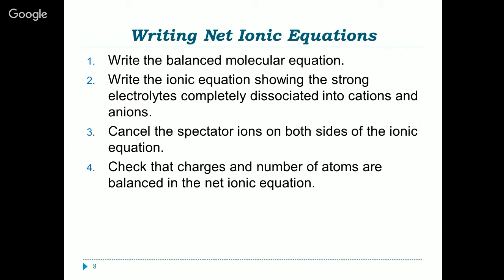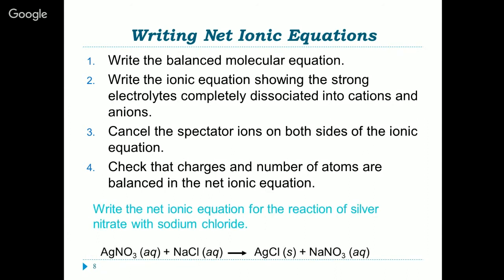Once we cancel out the spectator ions, we're left with the net ionic equation, and we should make sure that the charges and the number of the atoms are all balanced out. And recall that whatever ions are in the net ionic equation, they have to be able to form that precipitate. They have to be able to form that solid. So when you're writing out net ionic equations, your final equation has to have a solid as a product. That's it. There's a solid as a product. There are 2 ions, positively charged and negatively charged, on the reactant side, and those are aqueous.